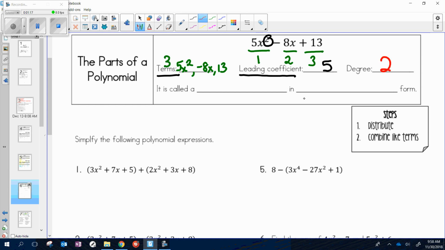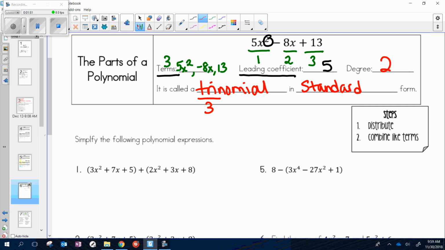Since I have three terms, it is a trinomial. Tri means three, right? Like a tricycle. So here we have three parts to our polynomial. So this is a trinomial, so three terms. And this is in standard form. Now, standard form means that I have all of my terms in a descending order. So I have an x squared, then an x, and then no x at all.